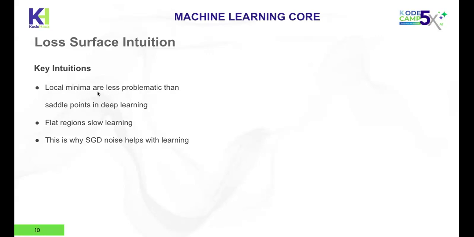Local minima are less problematic than saddle points in deep learning. That's one thing you need to know, because a saddle point is not even a minimum. It's terrible, so it's even problematic. Flat regions will slow down your learning.